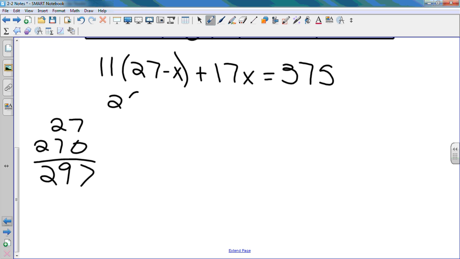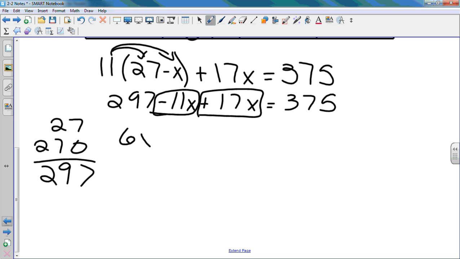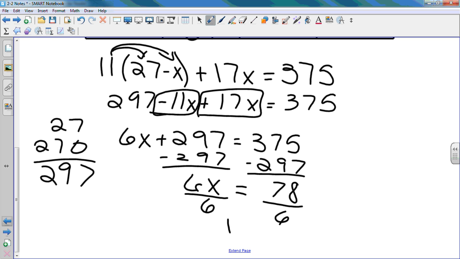So I have 297 minus 11x plus 17x equals 375 because I distributed the 11. Combine my terms, negative 11x plus 17x, 6x plus 297 equals 375. Minus 297 gives me what? 78. 78 divided by 6.